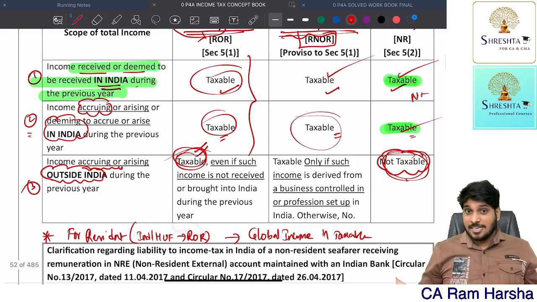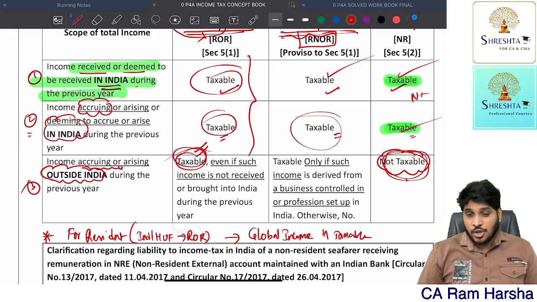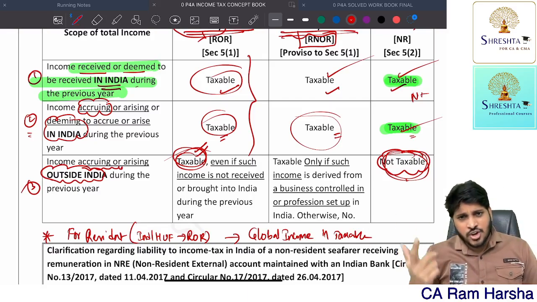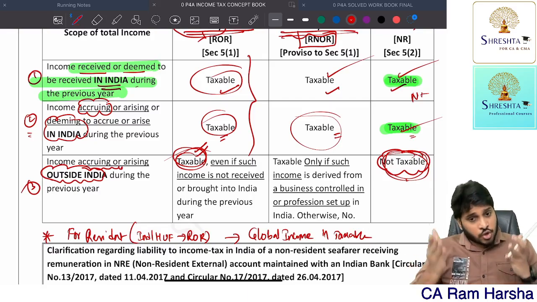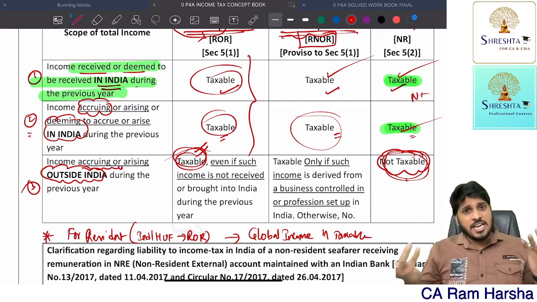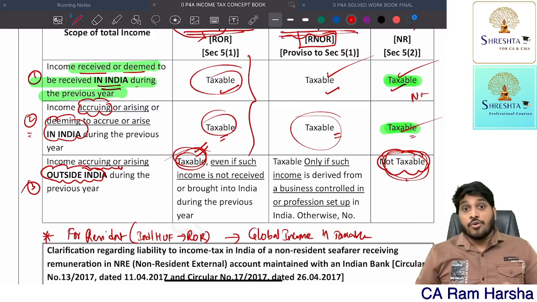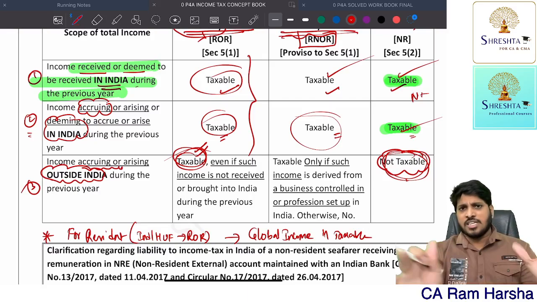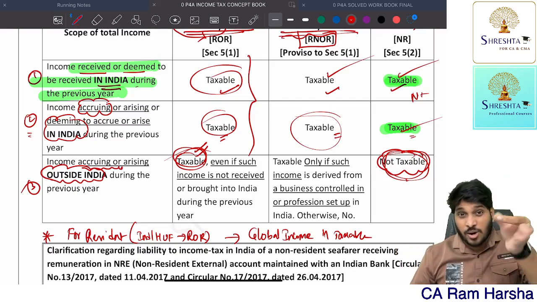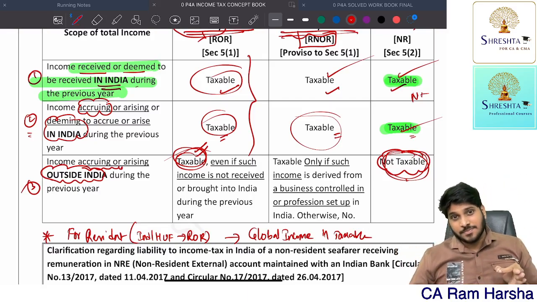Source is also not India. You have not received it in India. Source is also not in India, and you are not ordinarily resident. You are residing only in the current year. Previously you were not residing in India. This year you are a resident. So you are a resident but not ordinarily resident. For you, if receipt is outside, source is outside, everything is outside, it is taxable only in one situation.